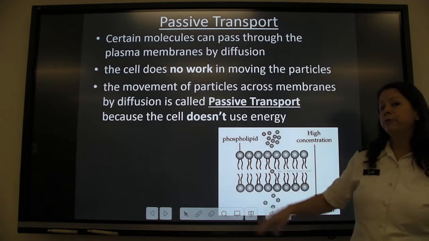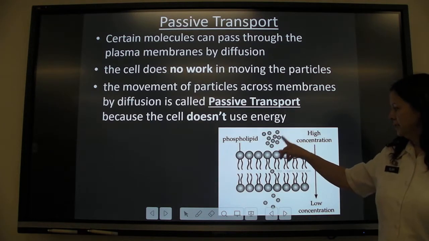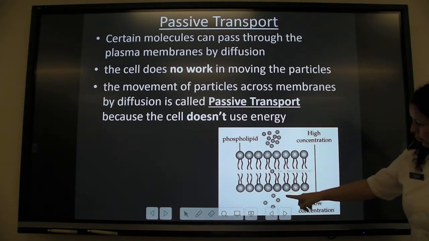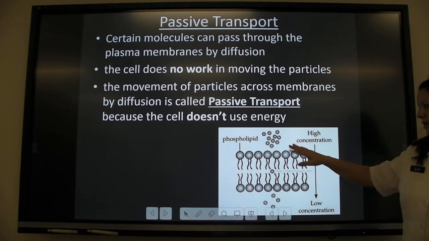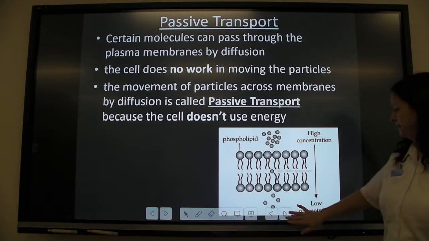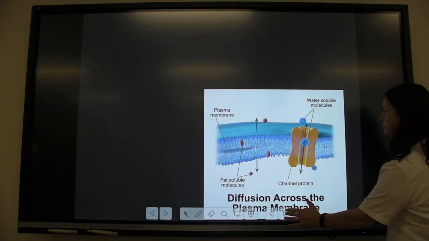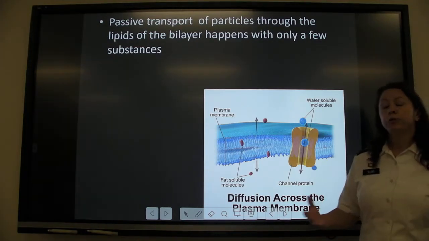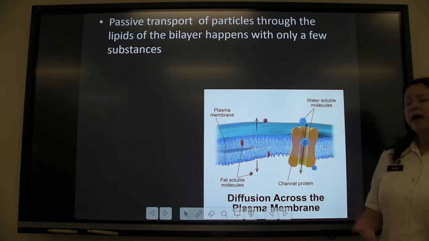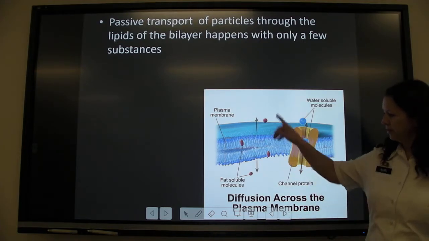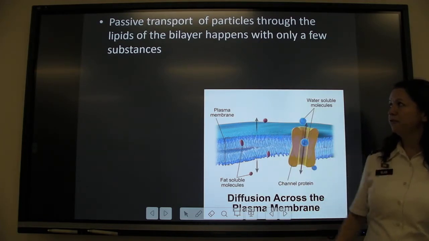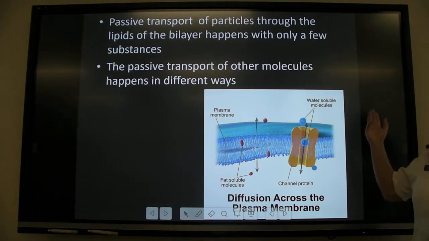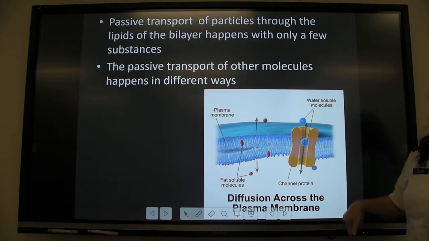These phospholipids make up the cell membrane, and stuff just floats through. From where there's high concentration to where there's low concentration, they just flow through. The cell doesn't have to do anything. But passive transport of particles through the lipid bilayer only happens with a few substances. There are only a couple of things that can just float on through there, and so other molecules have to get through in different ways.